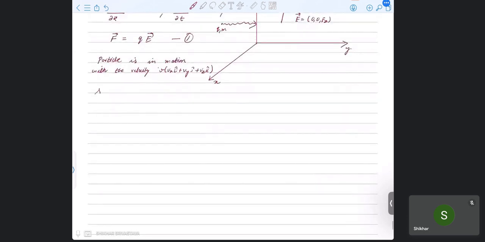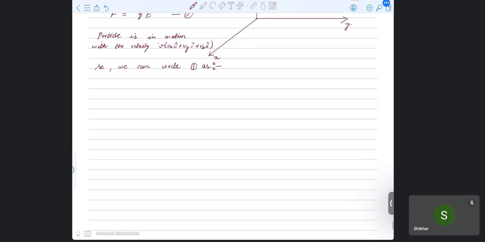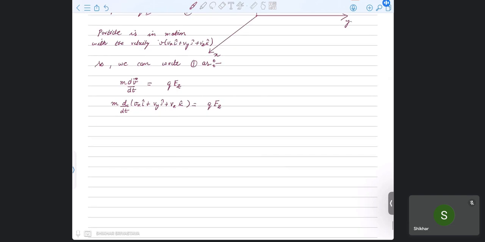So we can write equation 1 as: force is mass times acceleration, which is the derivative of velocity with respect to time, equal to q Ez, because the field is in the z direction. Now this will become d by dt of Vx i cap plus Vy j cap plus Vz k cap. Okay, now we'll just equate both sides.